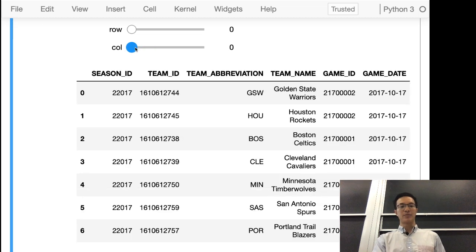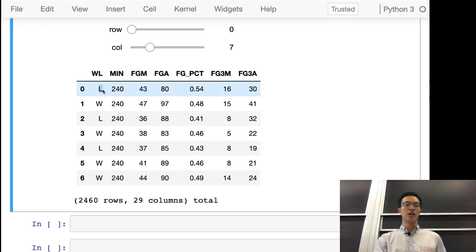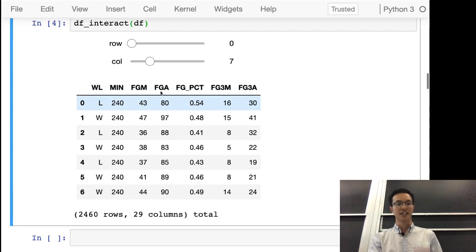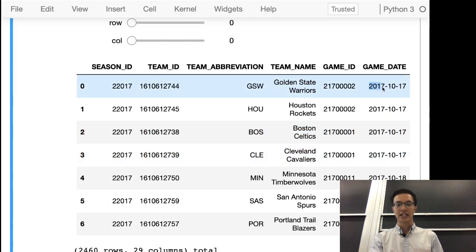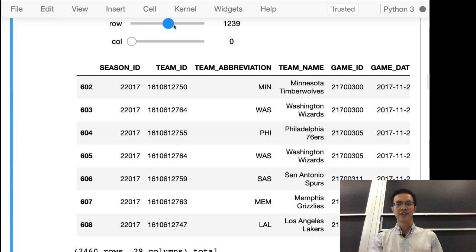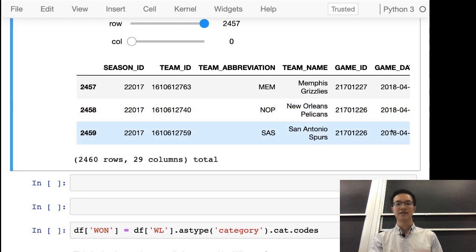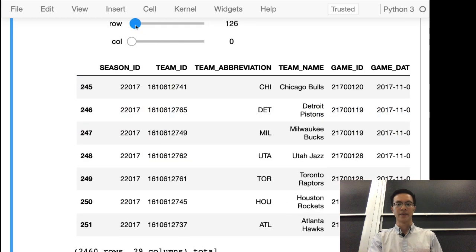And maybe what we're interested in predicting is whether or not the team won, depending on how many shots they made. So we might suspect that if you make a lot of shots, you'll probably win. If you miss a lot of shots, you'll probably lose. Okay, and it looks like we have here data from 2017 all the way to 2018.